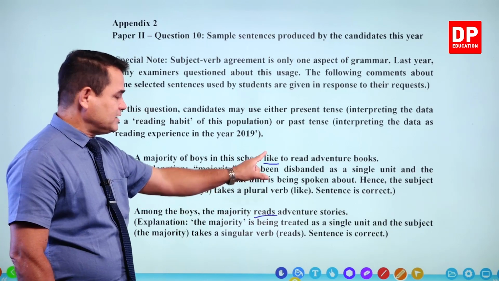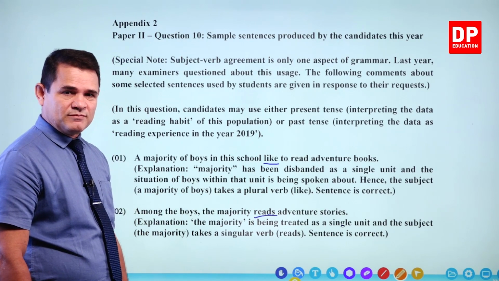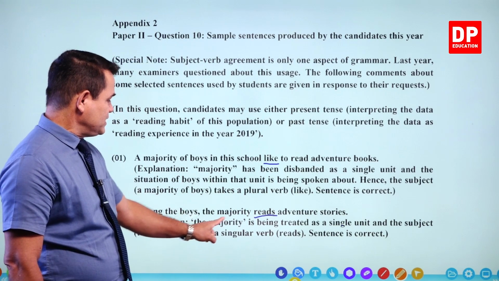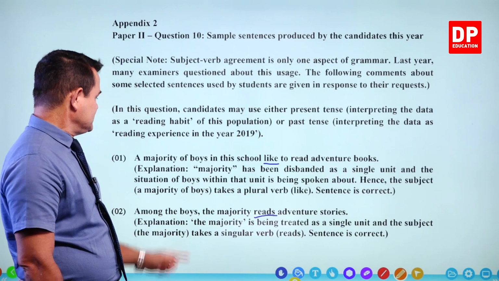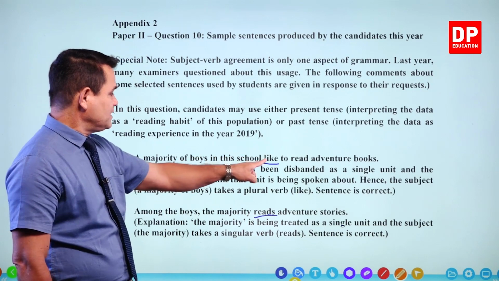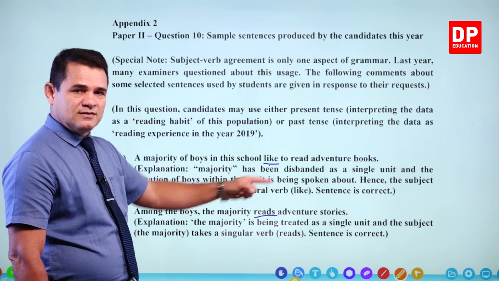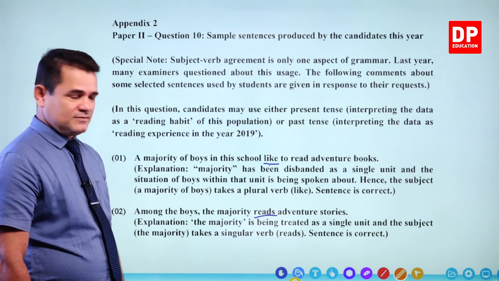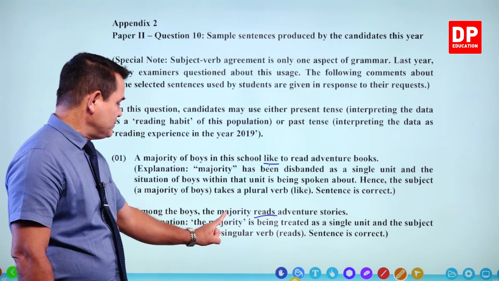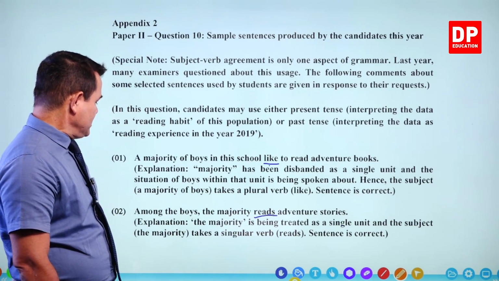And don't get it confused. Very important part, right? Here majority reads. Here majority of boys like, not singular. මෙතන plural වෙලා මෙතන singular. මෙතන match කළා. Explanation, right?